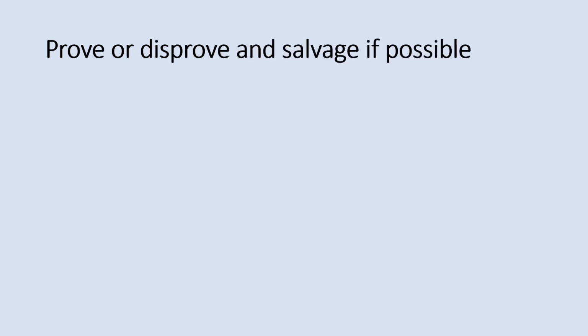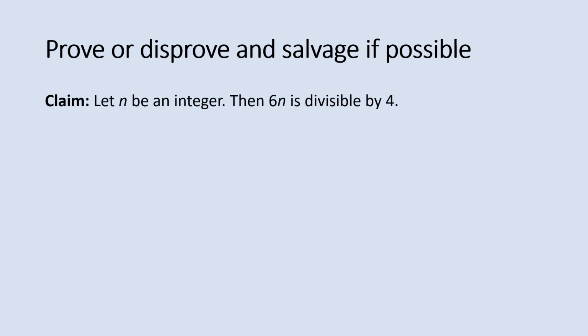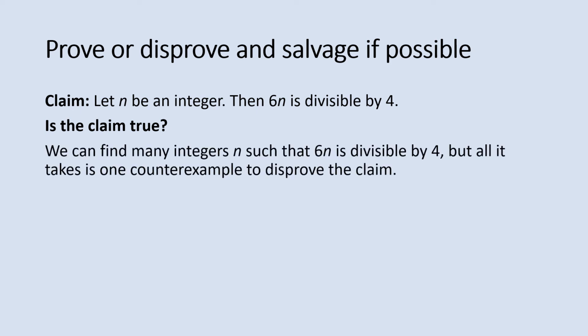We've looked at this idea of prove or disprove and salvage if possible. So if we have a claim, say, let n be an integer, then 6 times n is divisible by 4. If it's a prove or disprove, we have to check whether the claim is true. And again, remember, to disprove a claim, we only need a single counterexample. We can find lots and lots of integers so that 6n is divisible by 4, but just one counterexample is enough to disprove the claim.